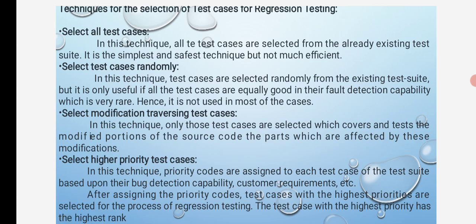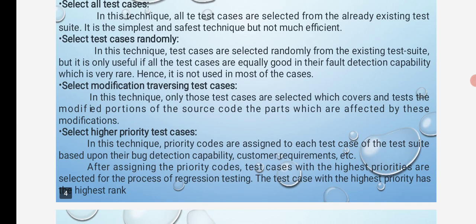In this technique, all the test cases are selected from the already existing test suite. It is the simplest and safest technique but not very efficient. Second one is select test cases randomly. In this technique, test cases are selected randomly from the existing test suite, but it is only useful if all the test cases are equally good in their fault detection capability, which is very rare. Hence, it is not used in most cases.